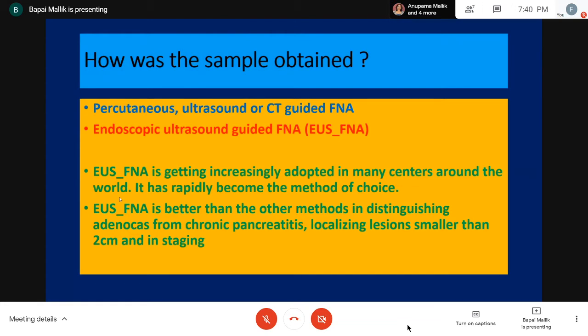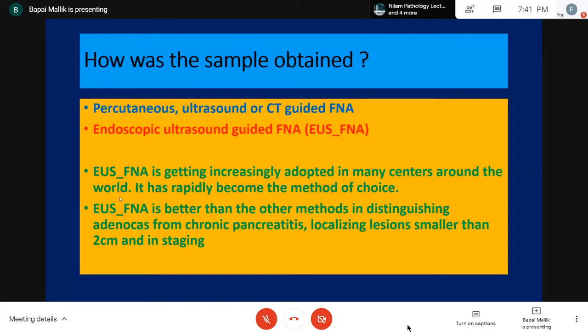Now, that has almost completely been turned on its head. We are now in an age where we do endoscopic ultrasound-guided FNA, which has become increasingly adopted in many centers around the world, and in most of these places, it has become the method of choice. It is extremely operator dependent, supposedly has a very steep learning curve, and your diagnostic accuracy, of course, like any other place, is going to depend on how good the samples are that you are able to get.